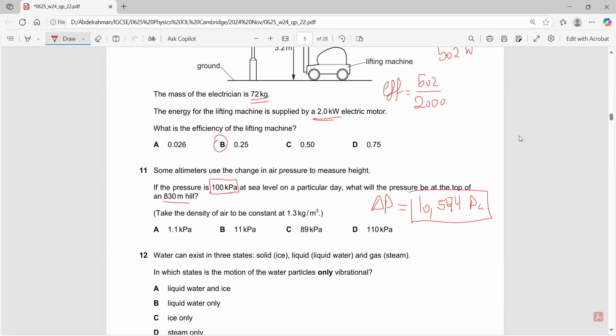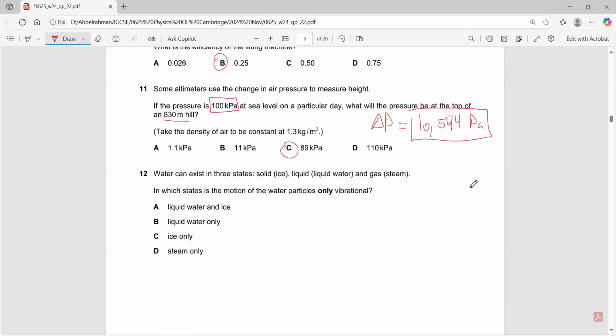So if we say 100,000 minus 10,574, that would give me an answer of 89,000, which is 89 kilopascals. This would be the final pressure. Again, 10,570 or 11,000 pascals is the change in pressure.